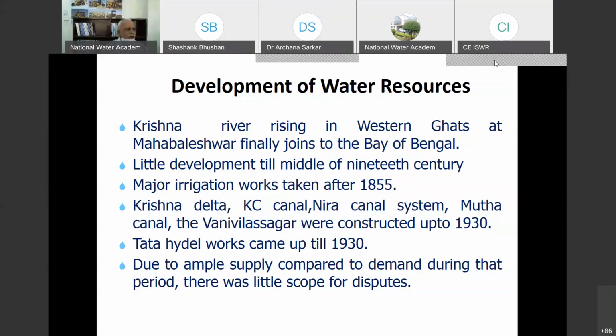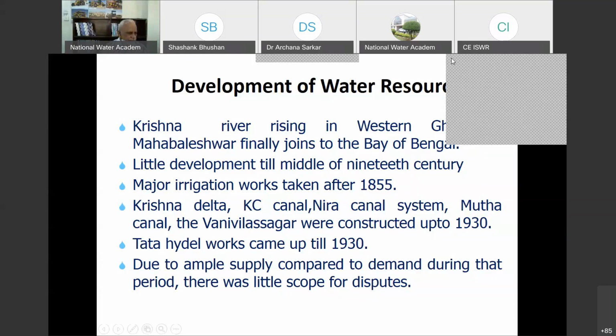On the hydro development part, Tatas have planned, by diverting water from the Krishna Basin across the Konkan area, for development of hydro potential. And all these works were going on from 1855 to 1930.